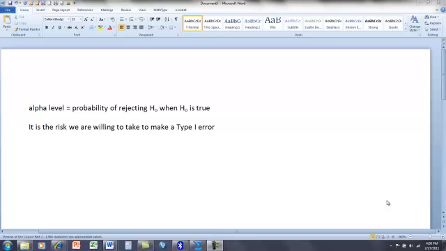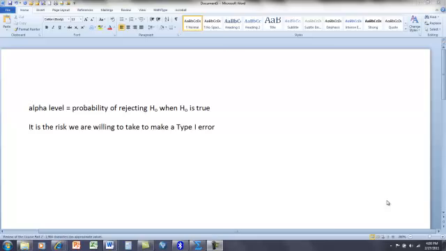Just a comment about alpha. The alpha level is the risk that we're willing to take when we perform a hypothesis test. We state the null hypothesis. We have interest in a research hypothesis, and normally what we're really wanting to find is that the research hypothesis is correct. In that case, we would be rejecting the null hypothesis and accepting the research hypothesis.